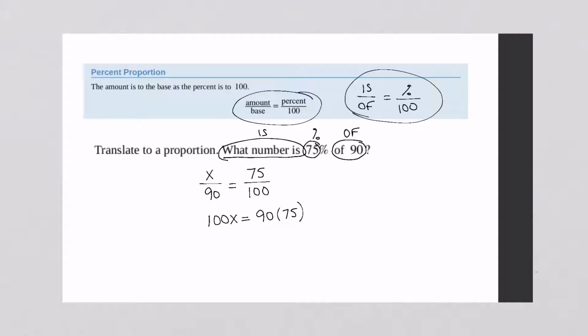So on my calculator, 90 times 75, and I get 6,750 is equal to 100x. To solve this, I divide both sides by 100. So x is equal to 67.5.